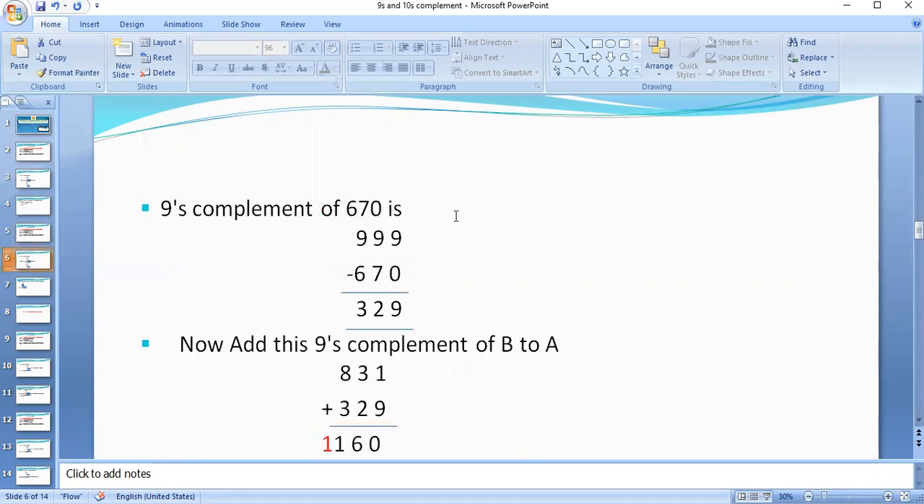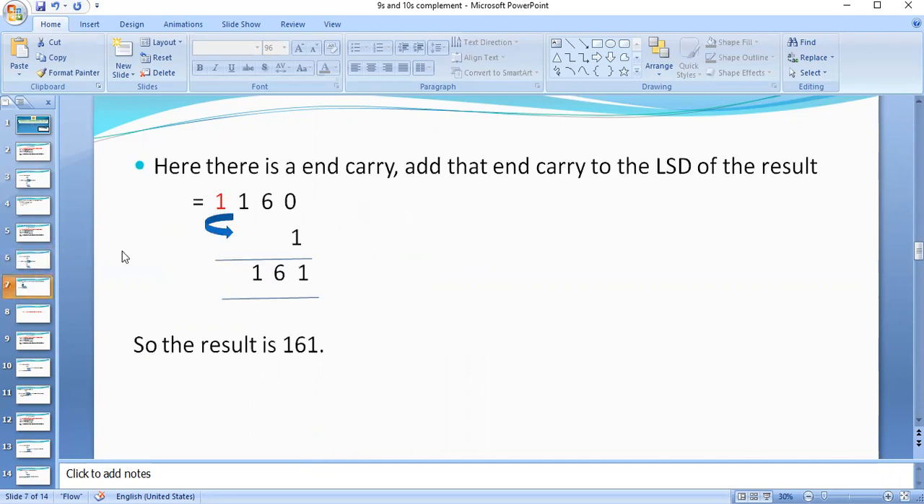See here, we are finding the 9's complement of the subtrahend. After that, we add the 9's complement of the subtrahend to the minuend. After adding, we have an end carry in the result. In the next step, we add this end carry to the LSD, the least significant digit position. After adding, this will be the final answer. What is the result? 161. So this is the 9's complement procedure.